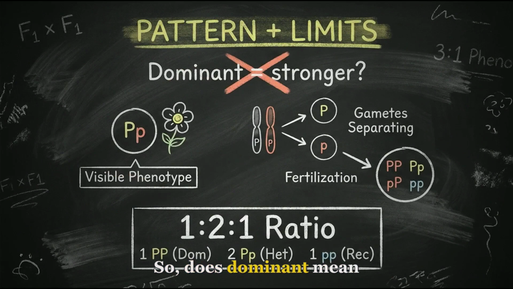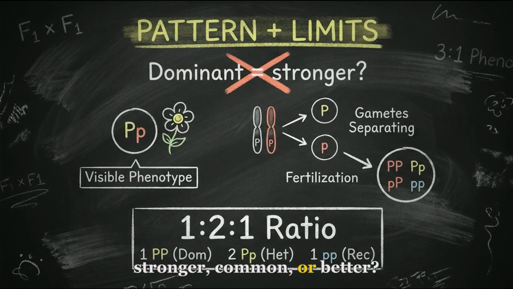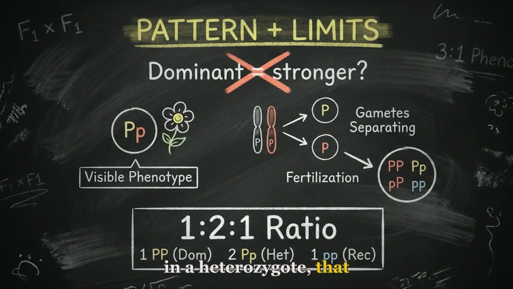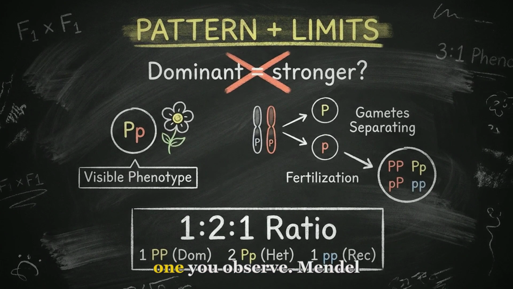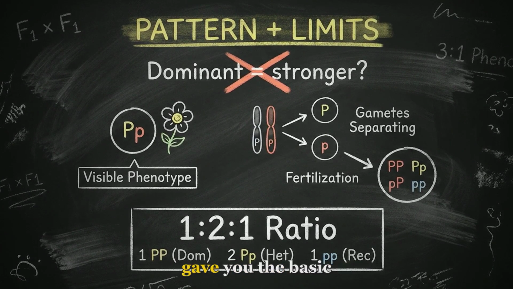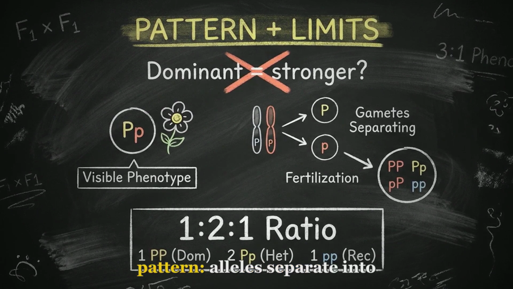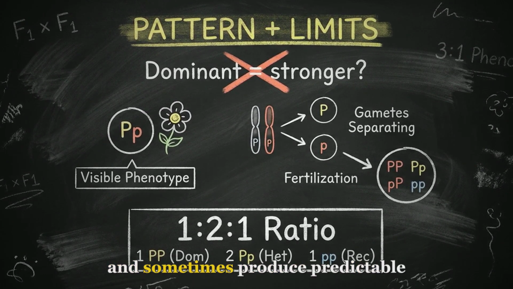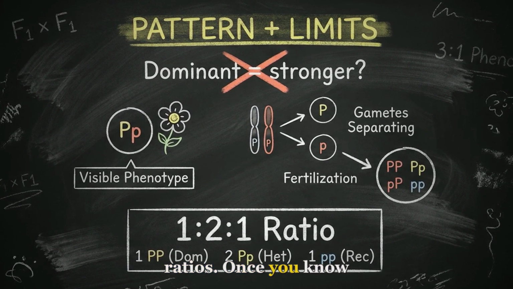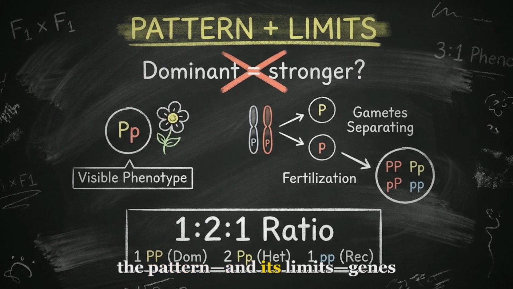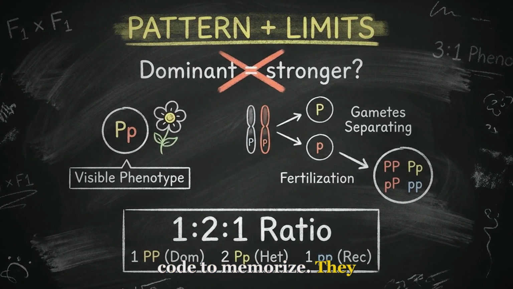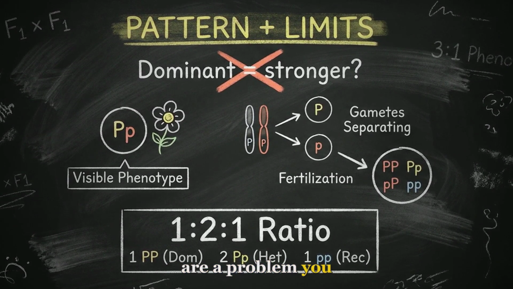So, does dominant mean stronger, common, or better? No, it means that in a heterozygote, that allele's phenotype is the one you observe. Mendel gave you the basic pattern. Alleles separate into gametes, reunite at fertilization, and sometimes produce predictable ratios. Once you know the pattern and its limits, genes are no longer a code to memorize. They are a problem you can solve.